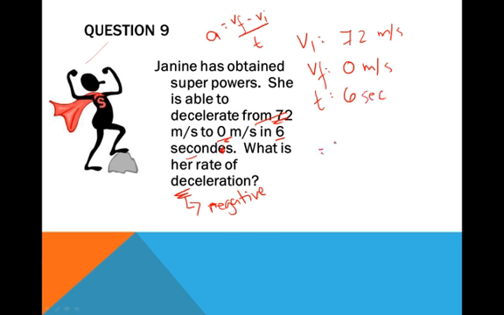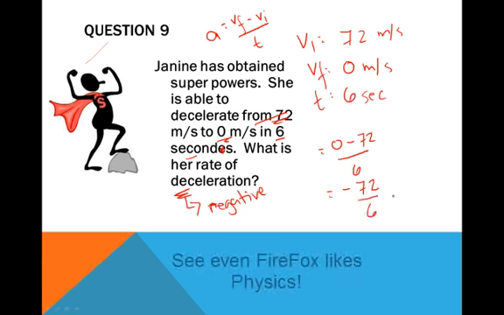Then plug and chug, so 0 minus 72 over how long it took, 6. Then we're at negative 72, don't forget that negative, all over 6. Now 72 divided by 6, that's going to give me 12. And negative divided by a positive is still a negative. So it's going to be negative 12 meters per second squared.